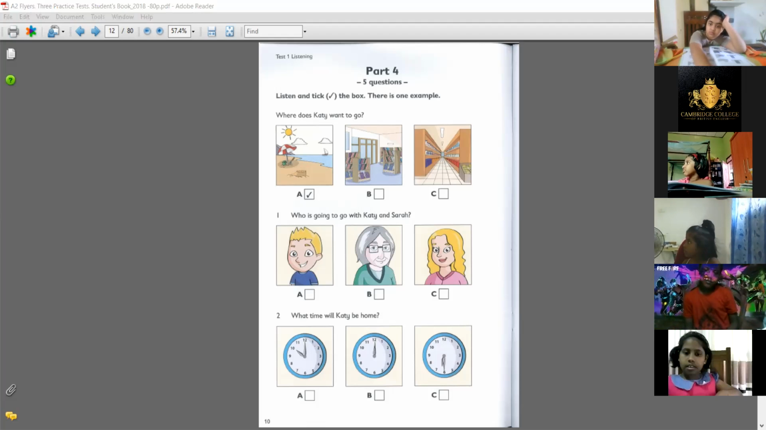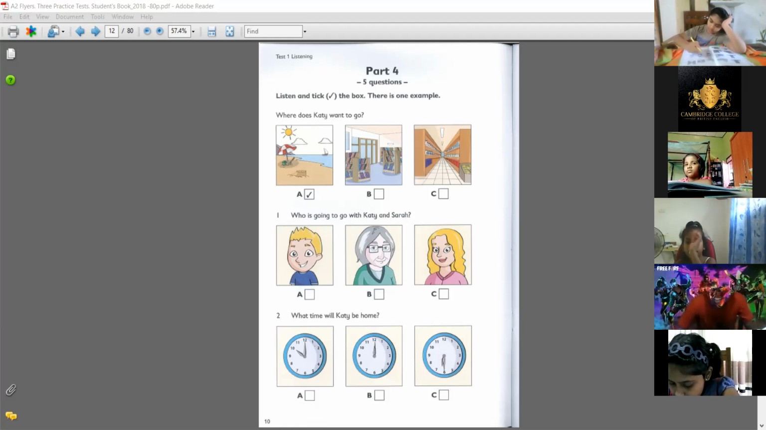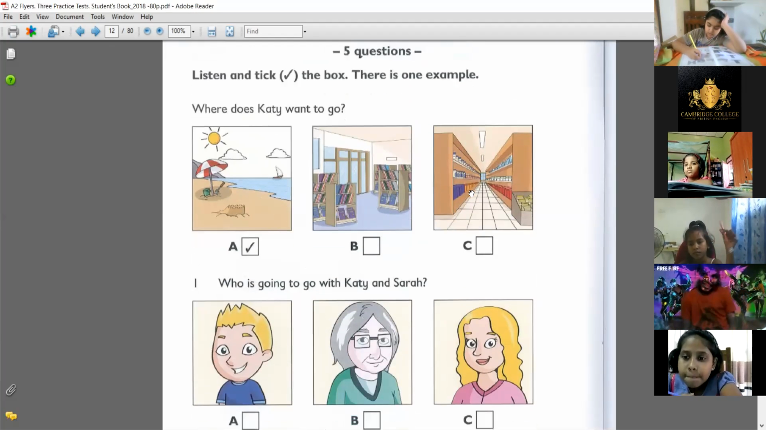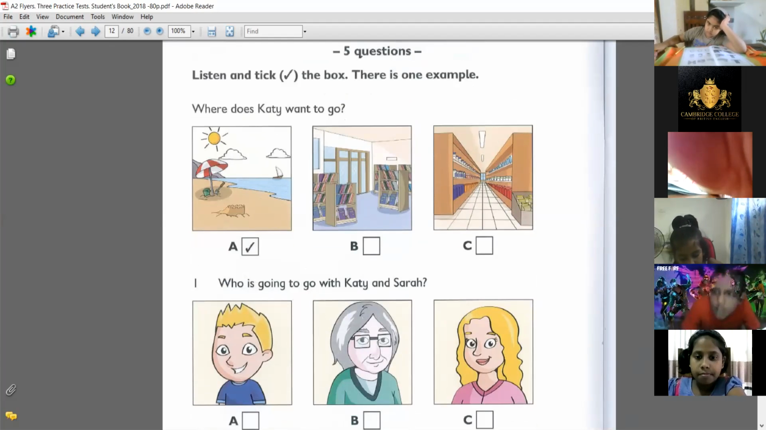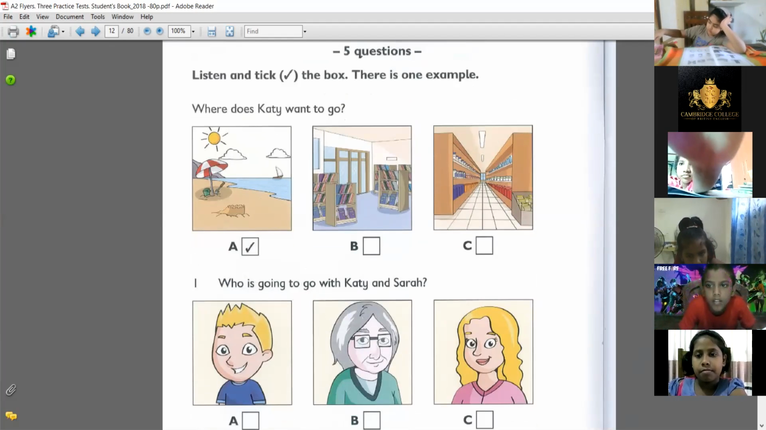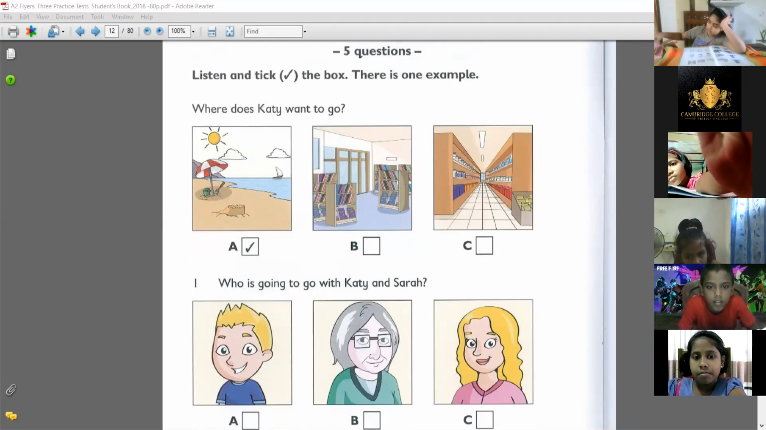Listen and you want to put a tick. Part four, listen and look. There is one example. Where does Katie want to go?